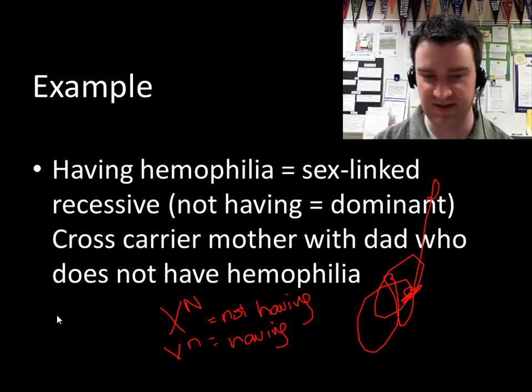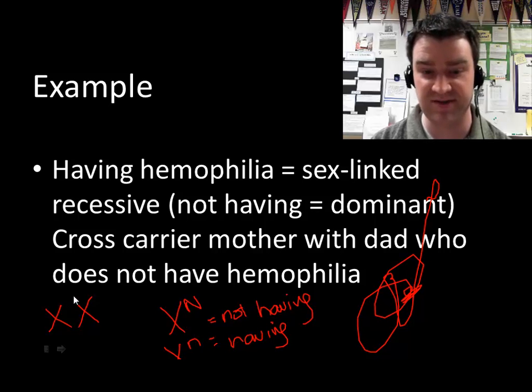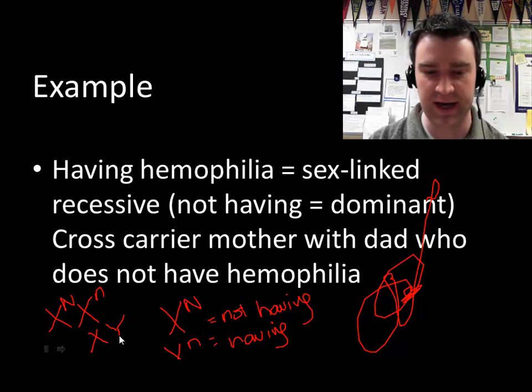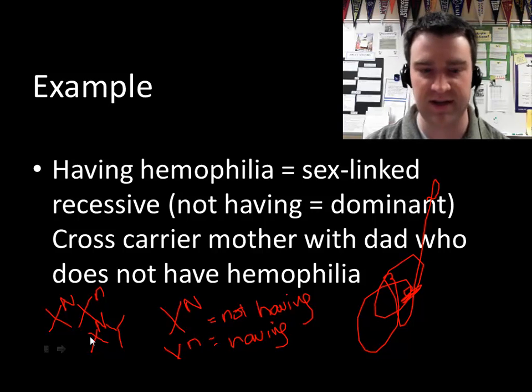So let's perhaps go over to this side. Mom has to be XX. That's her genotype. And if she's a carrier, that's another way of saying she carries the recessive allele without showing the trait. So that means she's heterozygous. If dad does not have hemophilia, dad's XY. If he doesn't have it, that must mean his one X has a dominant letter.